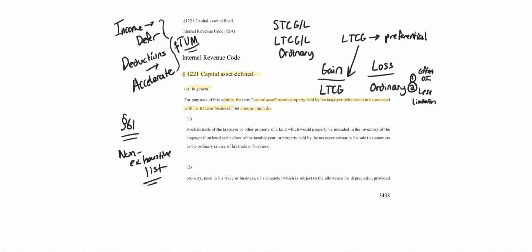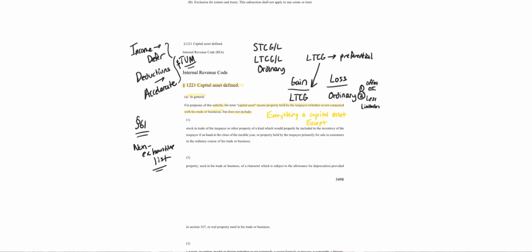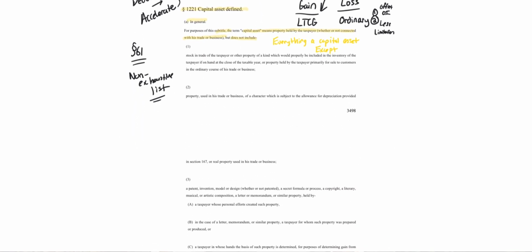So this definition actually says, hey, everything is a capital asset except these items. Except, and it lists these items, and it goes through and lists these various items. Now, if you read this list, I want you to stop the video and read number 1, number 2, 3, 4, and so on.